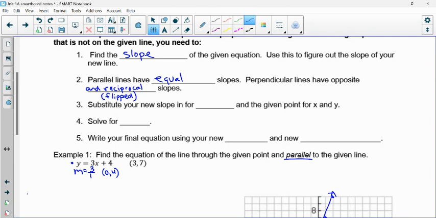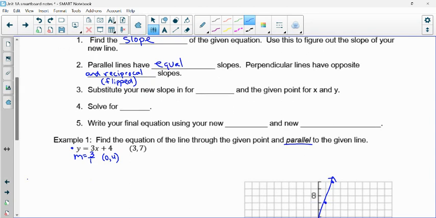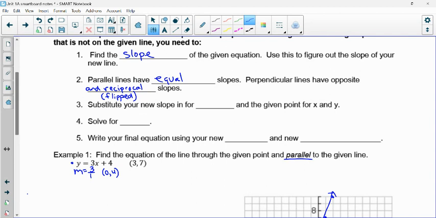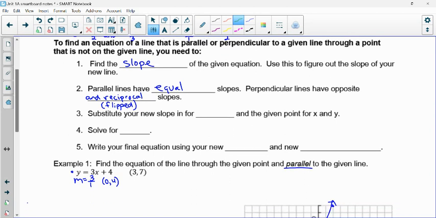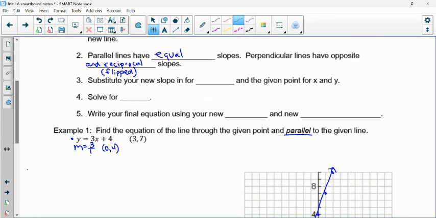Okay, so if we look at doing step 2 for this particular one, our original slope is 3. We want to be parallel, so therefore, what kind of slopes do we say parallel lines have to have? Equal. So our parallel slope, so I'm going to write m with the parallel lines here, also has to equal 3.